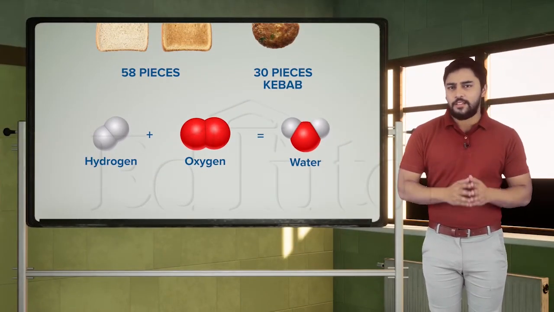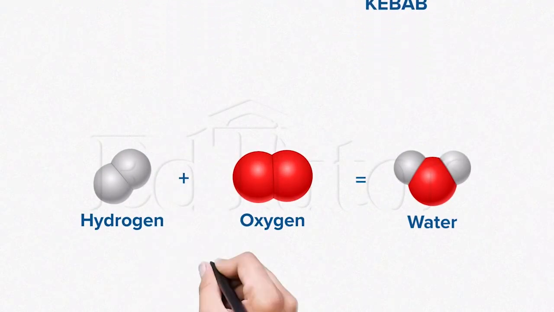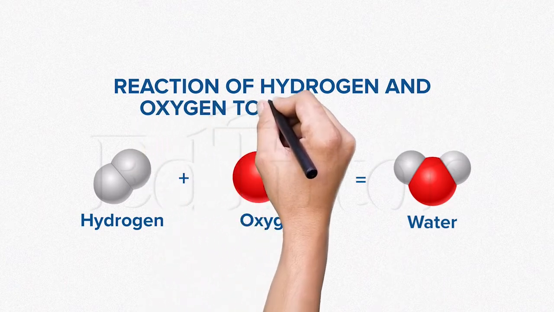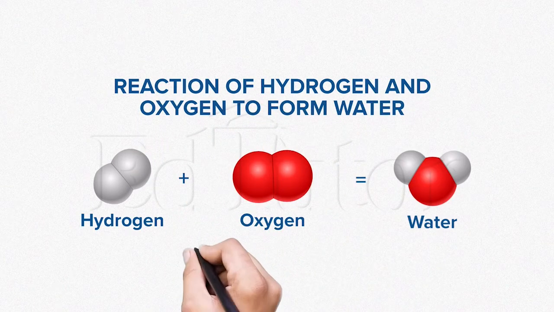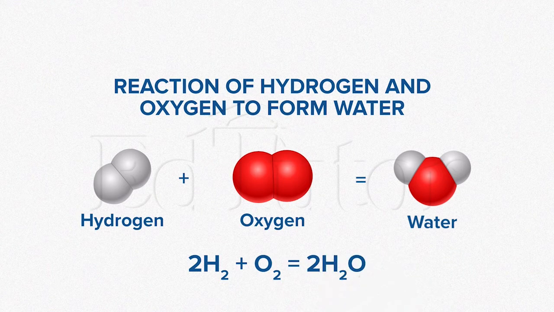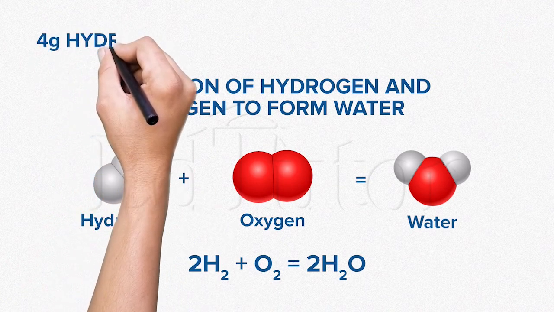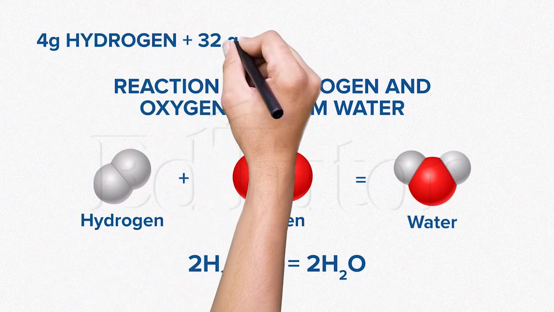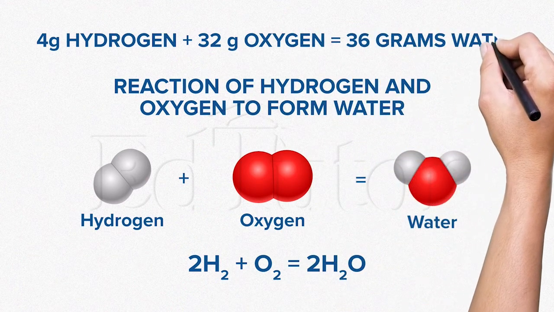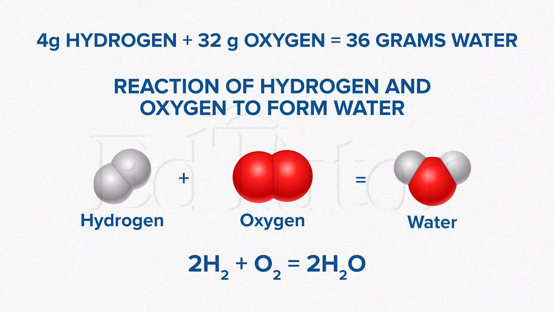Now, let's consider another example of a reaction between hydrogen and oxygen to form water. Right below here is an equation. 2H2 plus O2 give us 2H2O. This tells us that 2 moles of hydrogen, which would be 4 grams, is reacting with 1 mole of oxygen, which is 64 grams to produce 2 moles of water, which is 36 grams of water.